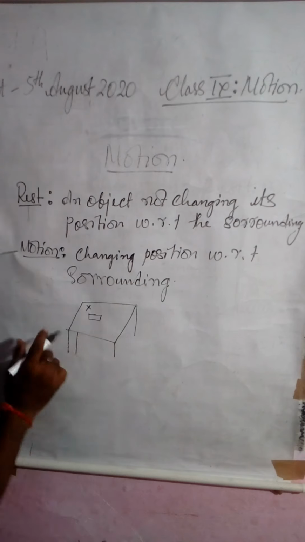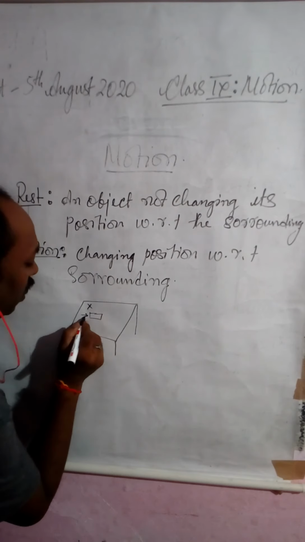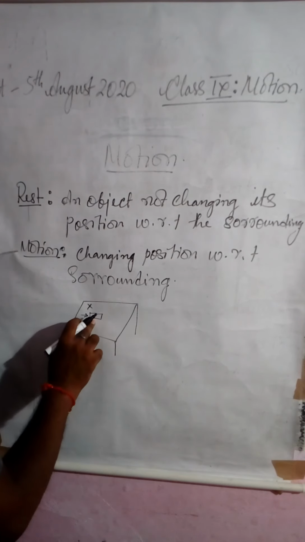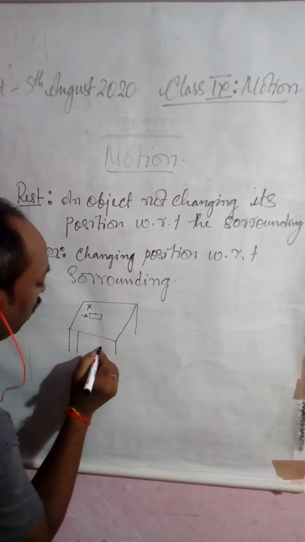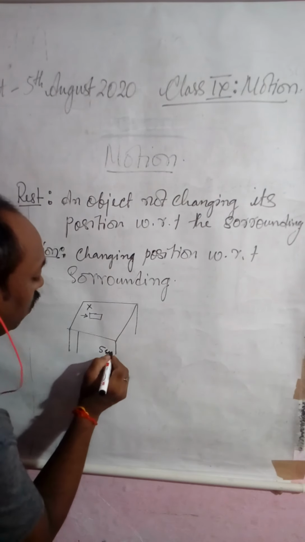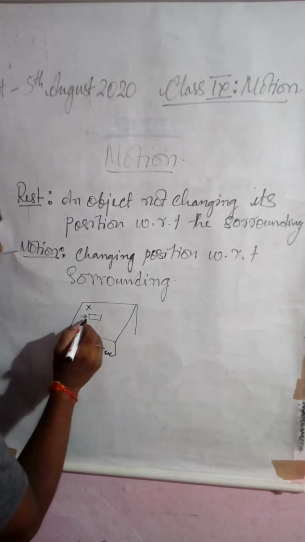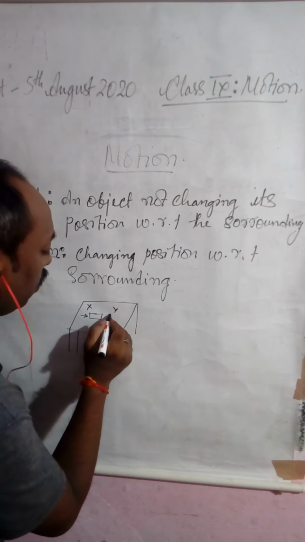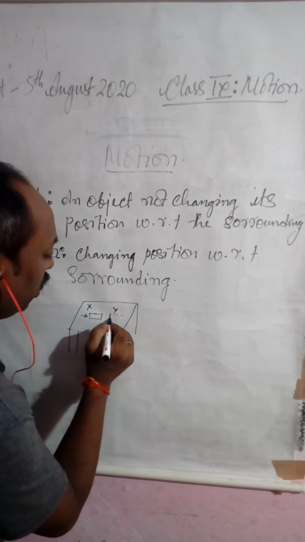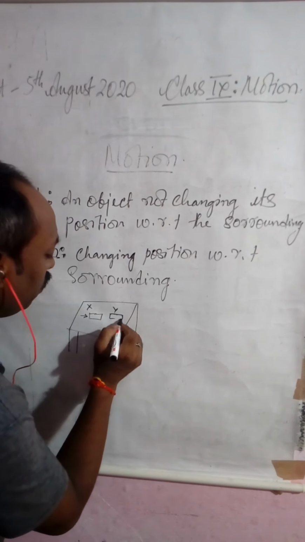Now, suppose a force is applied in this direction to the duster. What is happening after, say, 5 seconds? After 5 seconds, the position of this duster changes from X to Y. The duster has changed its position from this position to this position.